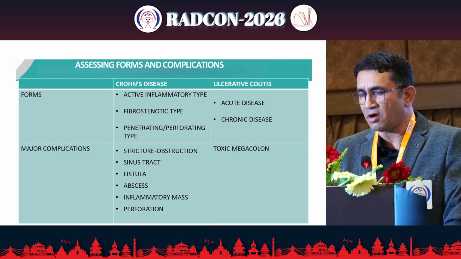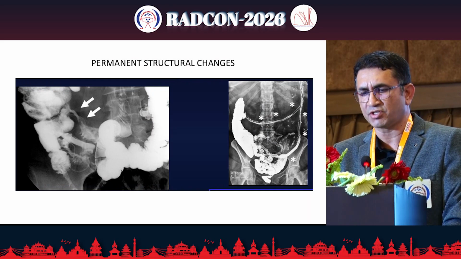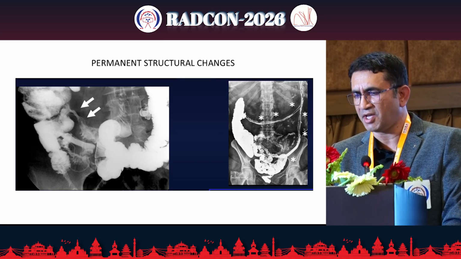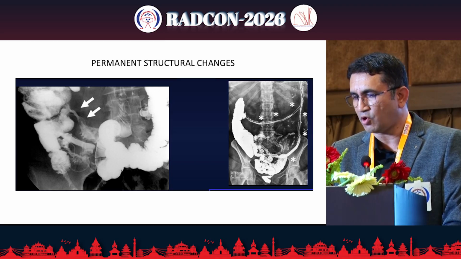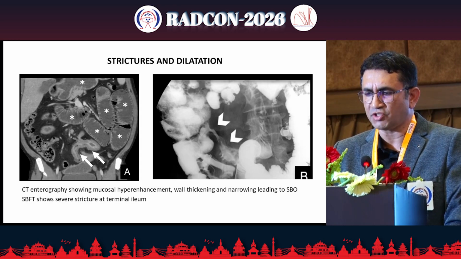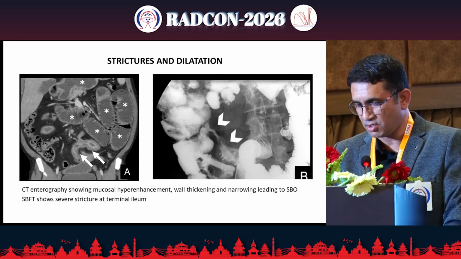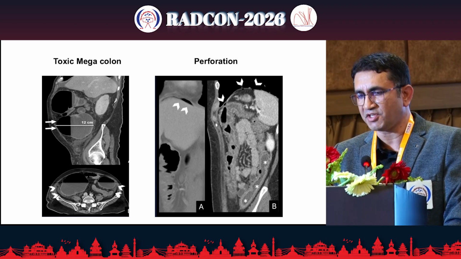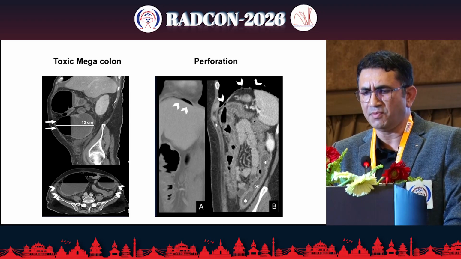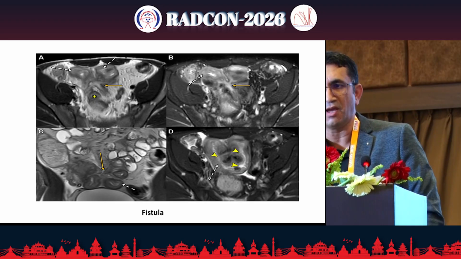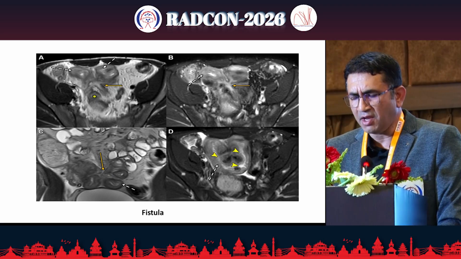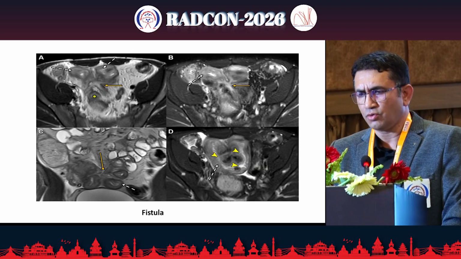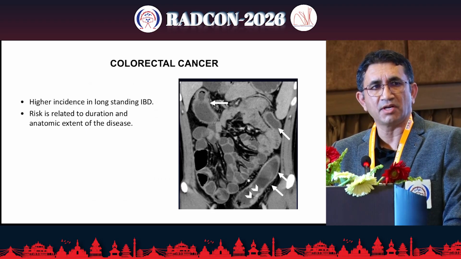Regarding the complications, here we can see permanent structural damage. Here we can see loss of normal haustration in a case of Crohn's disease, and here we can see lead pipe appearance in ulcerative colitis. Again, here we can see some strictures leading to small bowel obstruction. These are some of the complications like toxic megacolon and perforation. This is one of the severe complications, where the patient stopped taking medication, and there are very complicated enterocolic fistulas. These are again abscess and colorectal cancer.